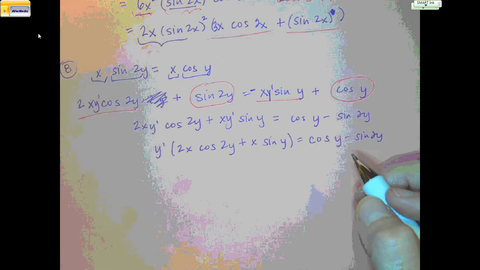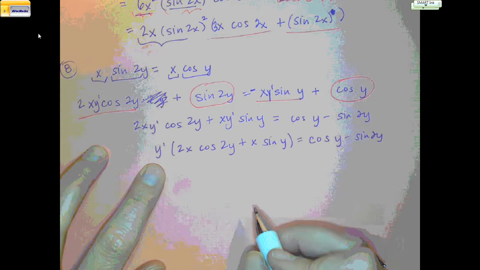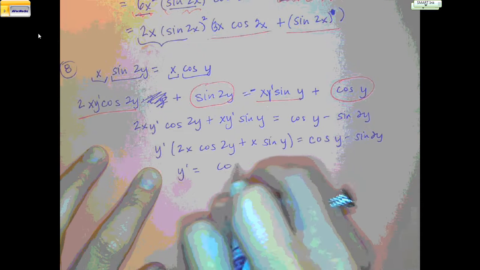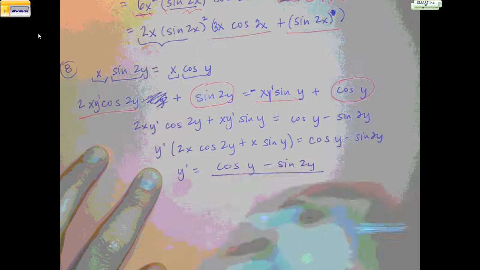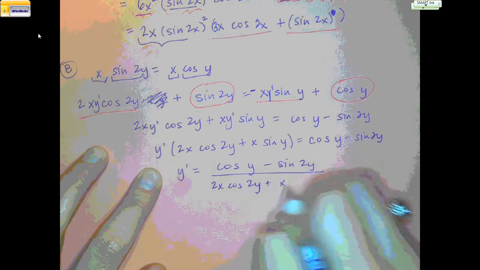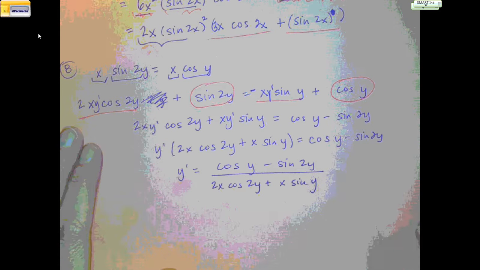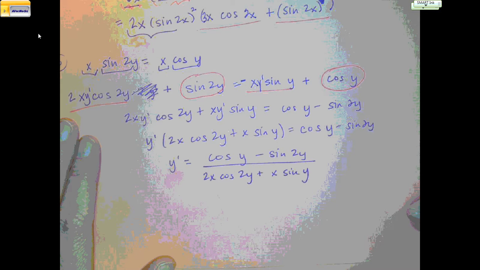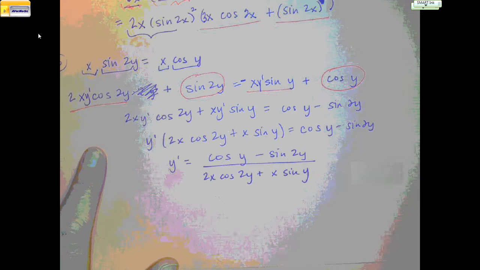Great question. All right, y prime's kind of hanging out. What do we do? Divide by that big mess. So y prime equals cosine y minus sine of 2y over 2x cosine 2y plus x sine y. Pretty. Questions? We take off points if it's number 10. It needs to be simplified. That's as far as I go. Yeah, 10.